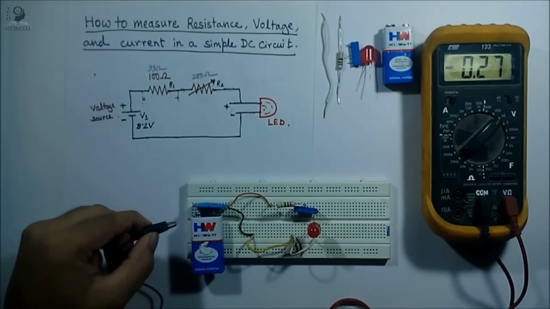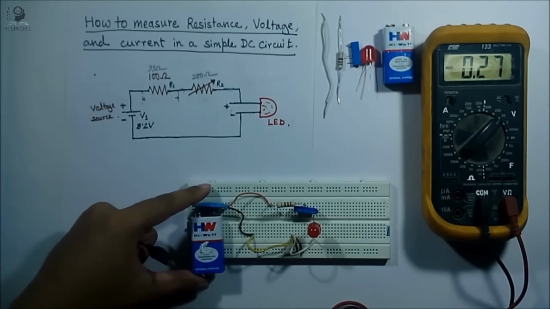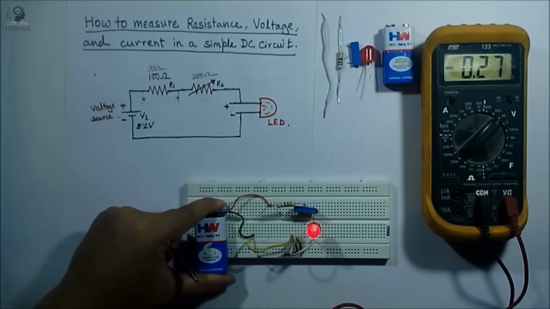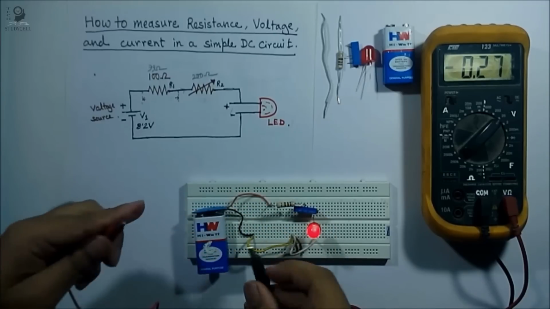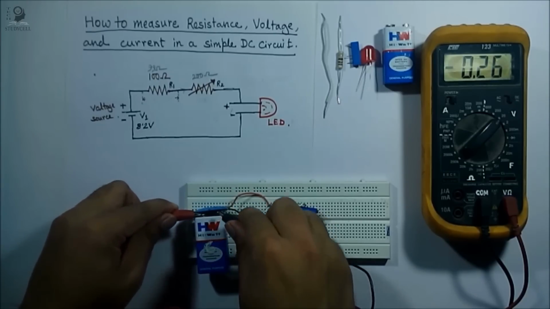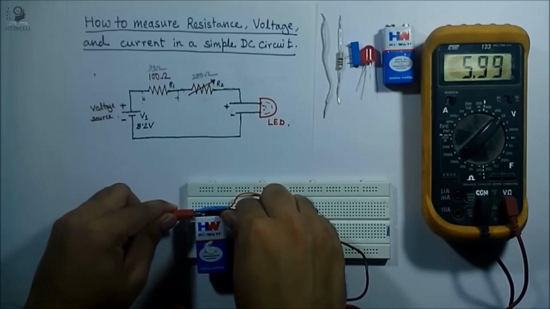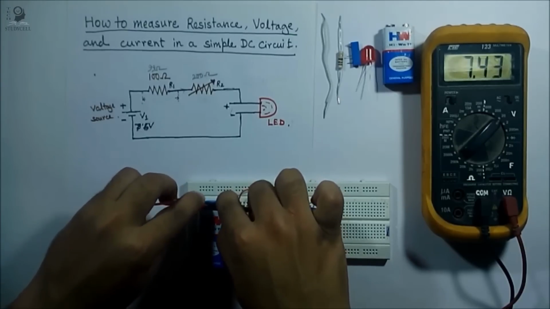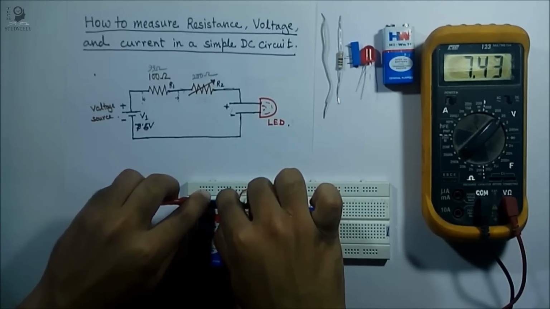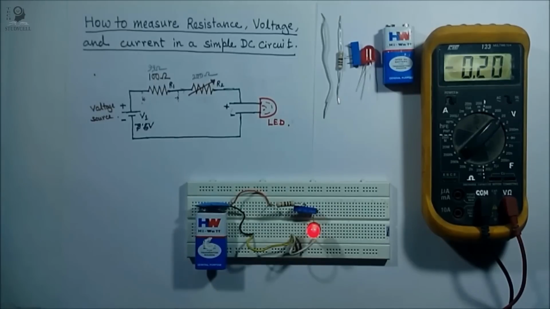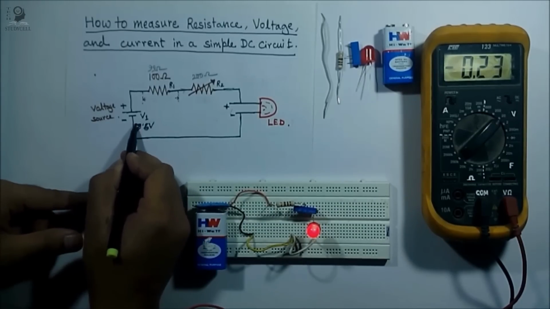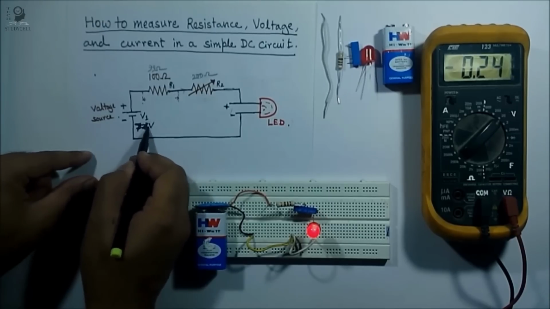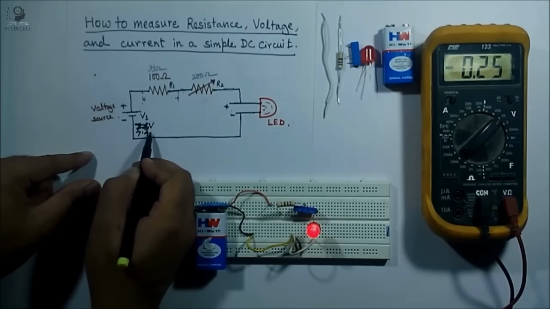So now I am going to measure the voltage across the battery. Please remember, the red terminal should go into the positive and the black should go into the negative port of the battery. Now we can see the voltage is 7.4 volt across the battery. Sorry, 7.4 volt.